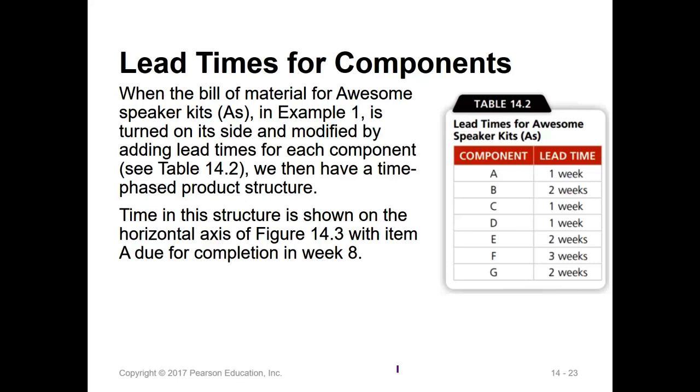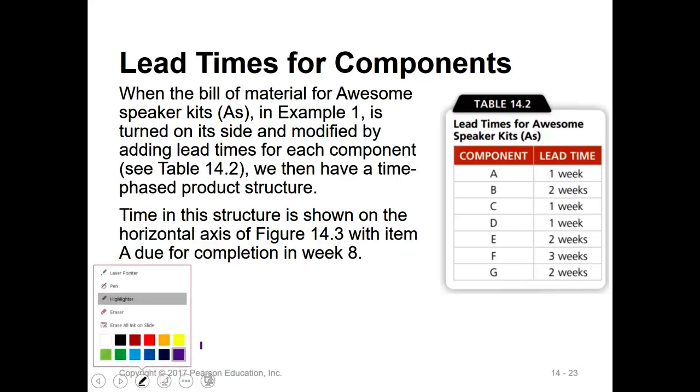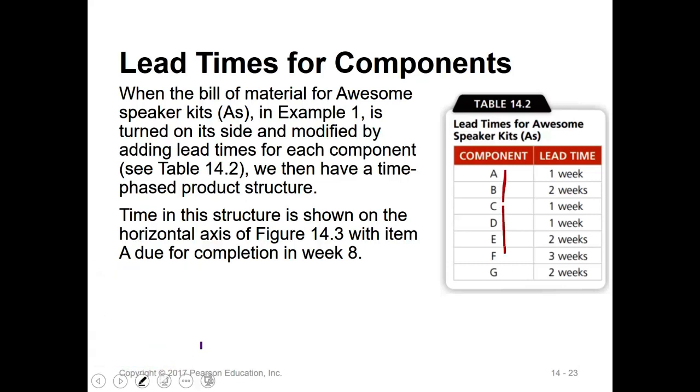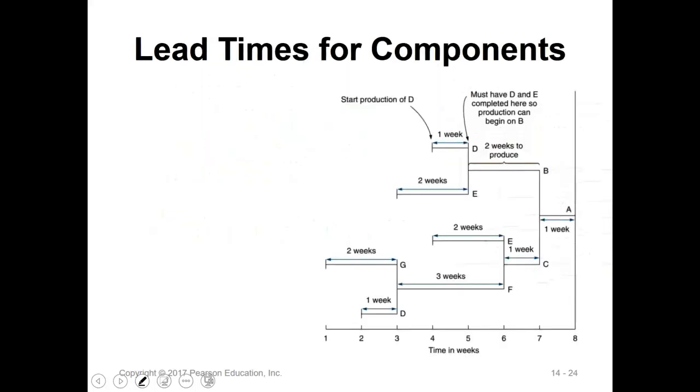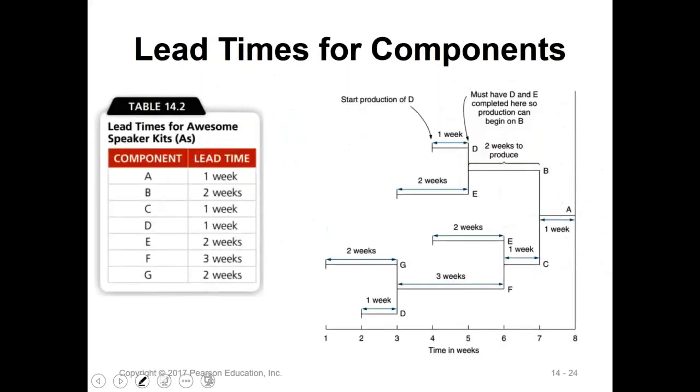They said, okay, for making A, they need 1 week. For making B, the lead time is 2 weeks. So we are given all of the lead times, A, B, C, D, E, F, G. And from the individual pieces' lead times, we can build the schedule of this system.